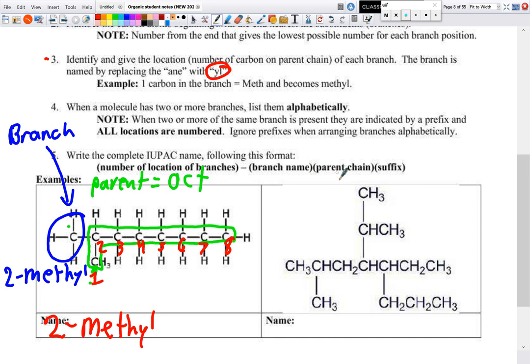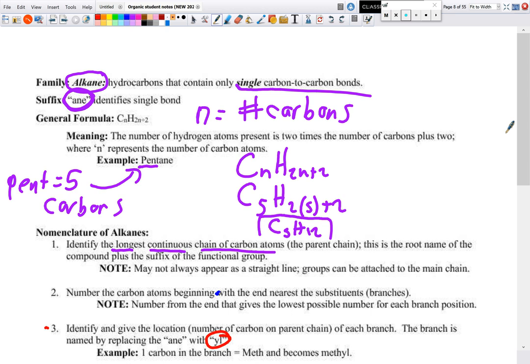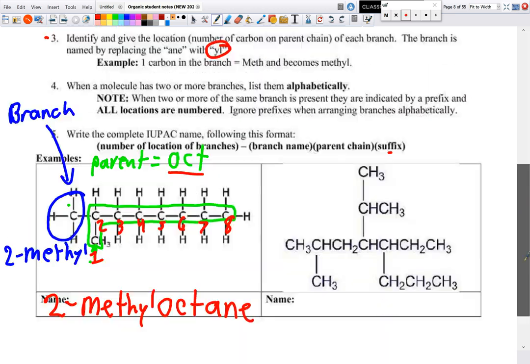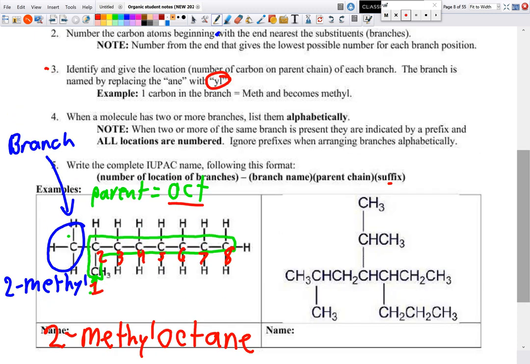I'm going to name the parent chain, which I already have right here. My parent is oct. And then finally, the suffix. What family am I in? These are the alkanes, and all alkanes end in A-N-E. And the suffix, once again, was written right here, A-N-E. So by following all those, I'm left with 2-methyl octane for this compound.